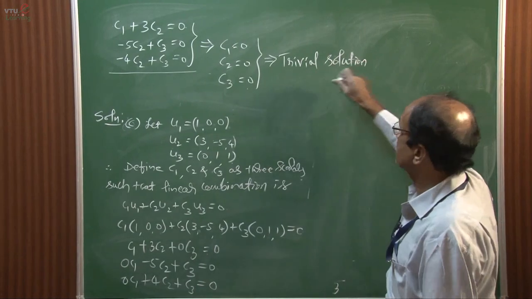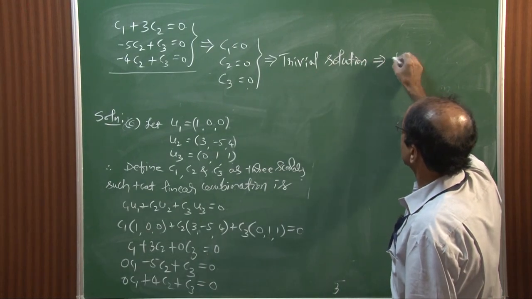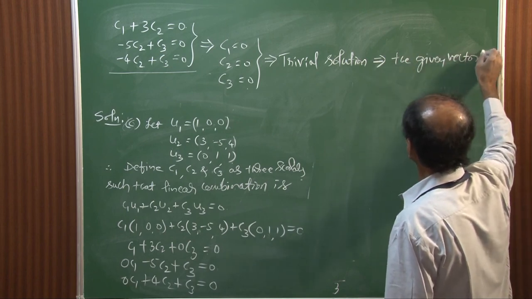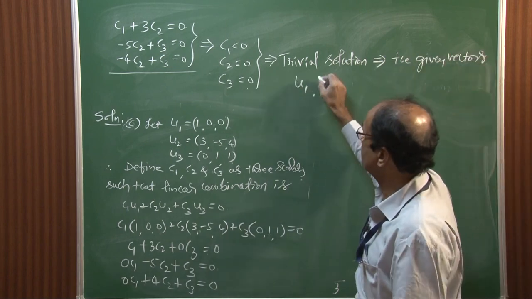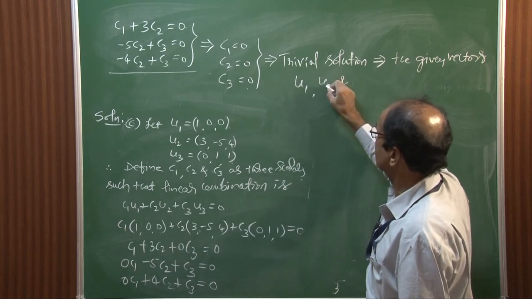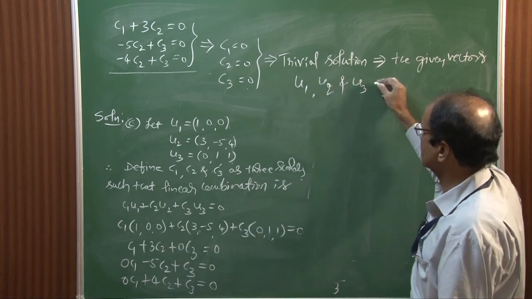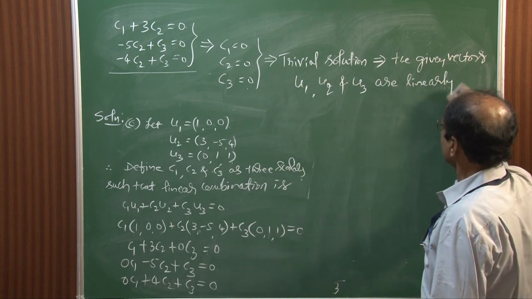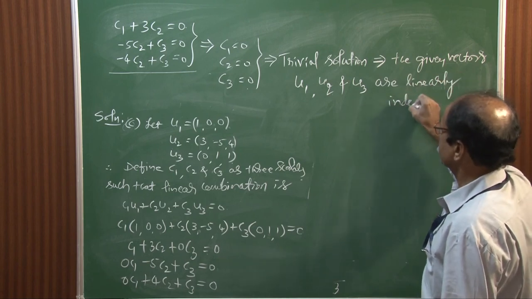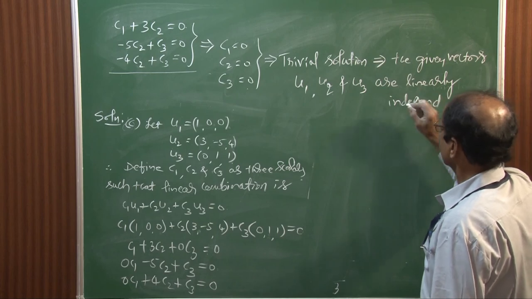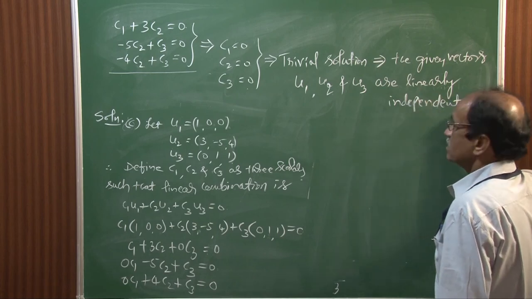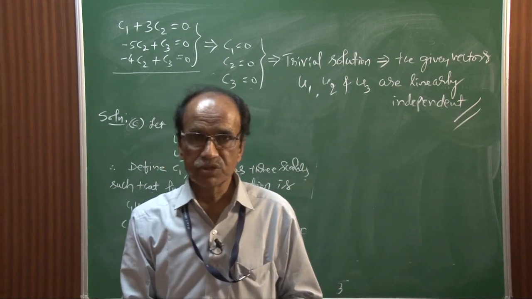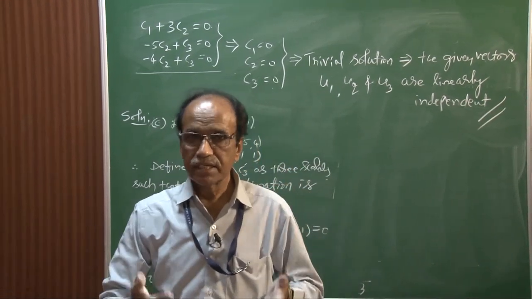Therefore, this trivial solution means the given vectors, how many vectors? U1, U2 and U3. What is your conclusion? They are linearly independent. This is your final conclusion. So, if they are not giving the trivial solution, we will say that they are linearly dependent.